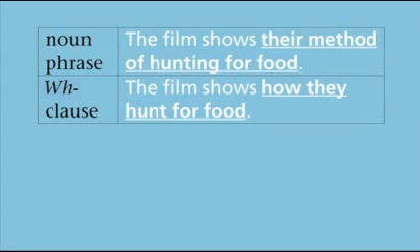In written English, it's often better to use a noun phrase. For example, the film shows their method of hunting for food. A WH clause is more usual in spoken English. The film shows how they hunt for food.